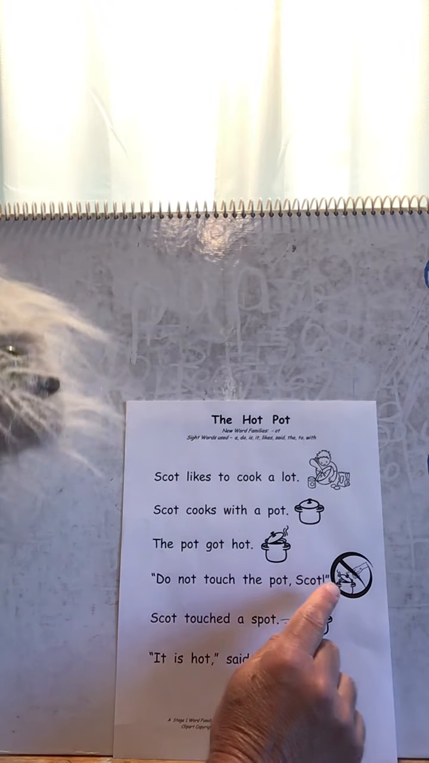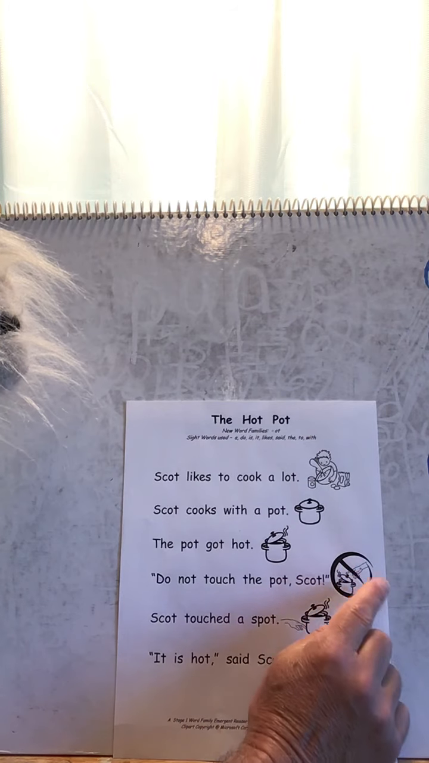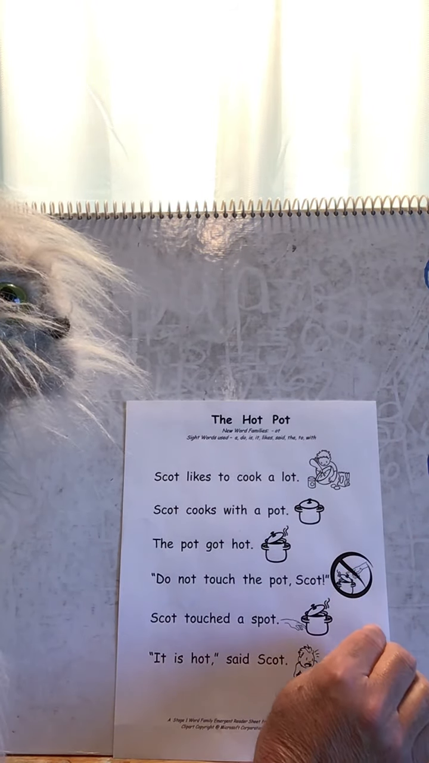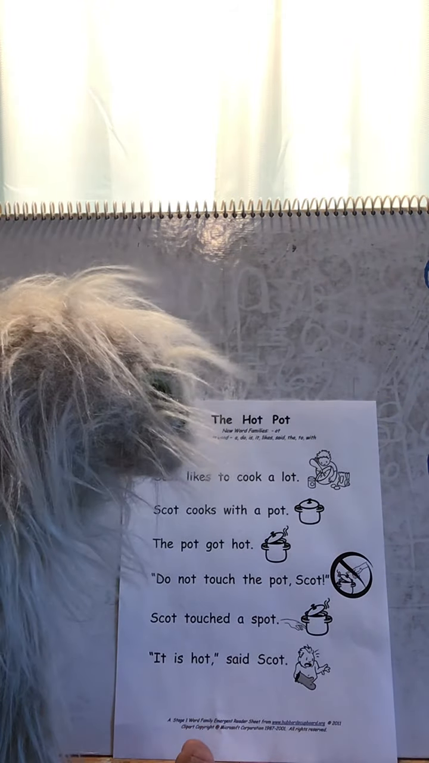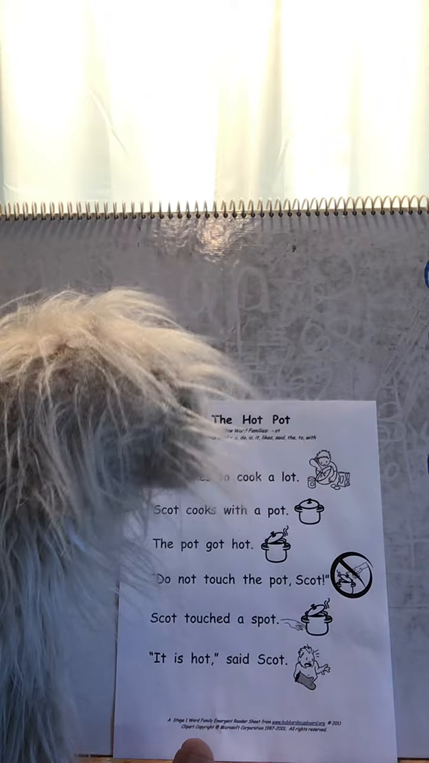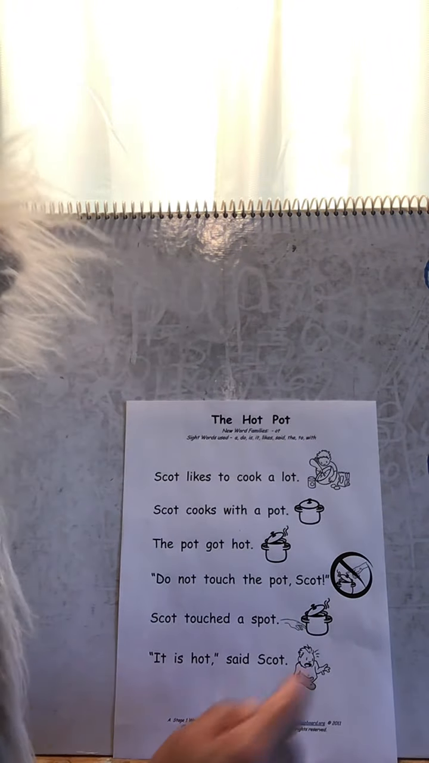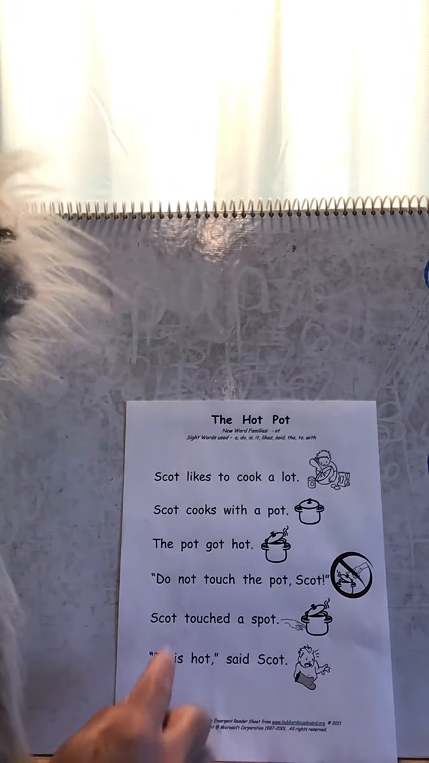Now, wait a second here. Take a look at this next picture. That means no. When you see a circle like that with a slash through it at a diagonal, what is that person doing there? It looks like they're going to touch the pot, but that circle says don't touch. You're right. That says don't touch a hot pot. So let's see what this says.